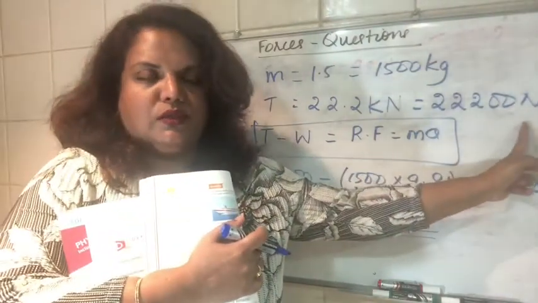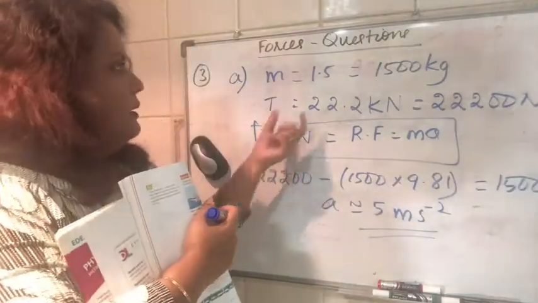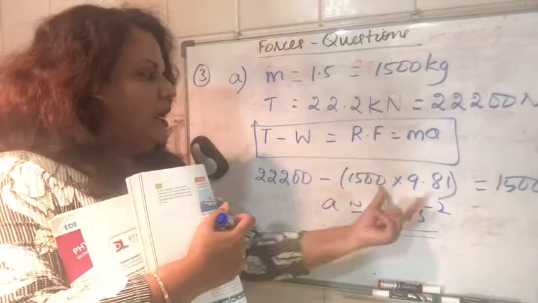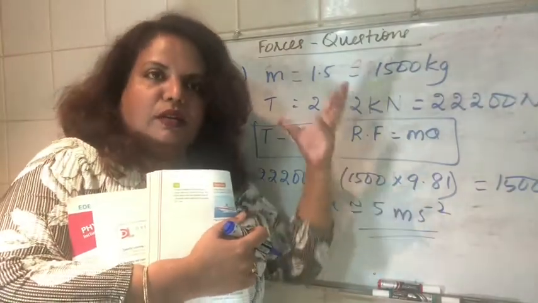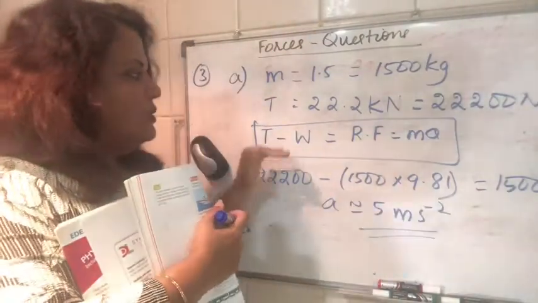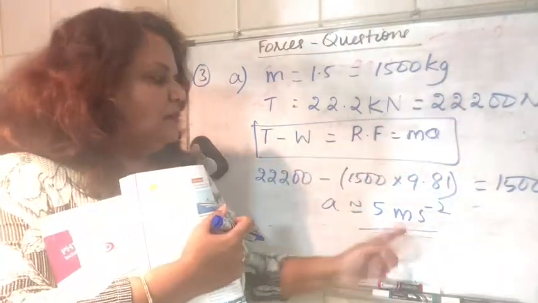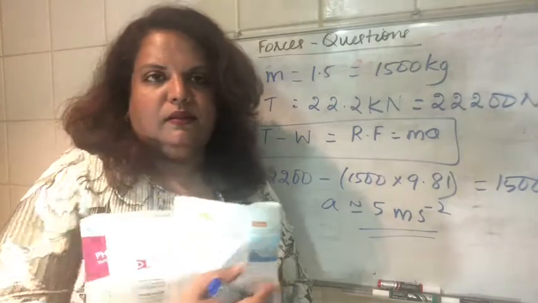Did you get it? So we have calculated, the tension was directly given to you. All we had to do was convert to SI units. W we had to calculate because it's a force. Mass is given, multiplied by 9.81. This will give you the weight of the lift as a whole, and then substitute in our general equation T minus W, resultant force MA. A could be found from there, right?